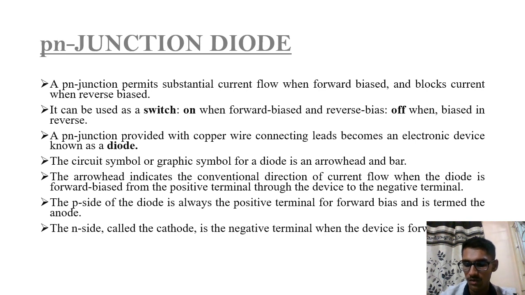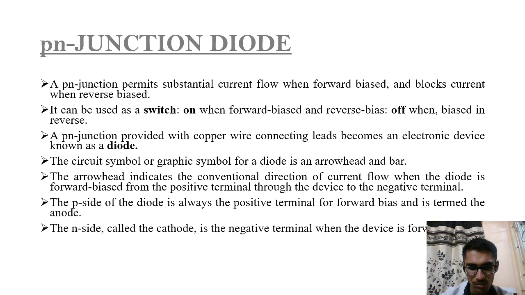That is, in forward biased condition, the circuit of PN junction diode acts as a closed circuit and permits the flow of current. But when it is in reverse bias, the PN junction diode acts as an open switch. That is, the circuit is open and there is no possibility of flow of current. Also, PN junction diode provided with copper wire connecting leads becomes an electronic device known as diode.